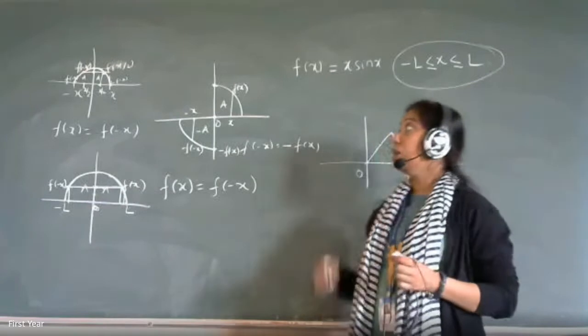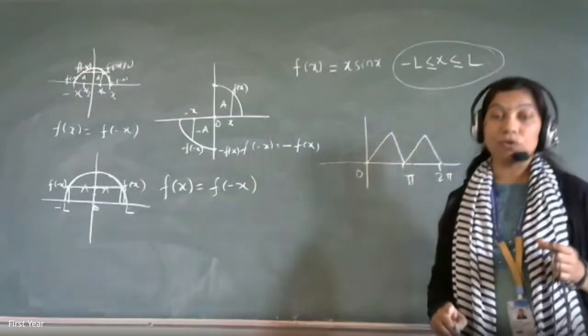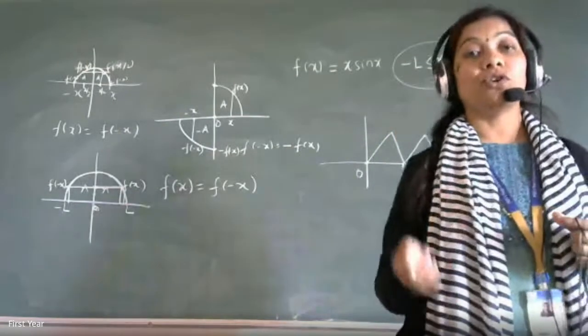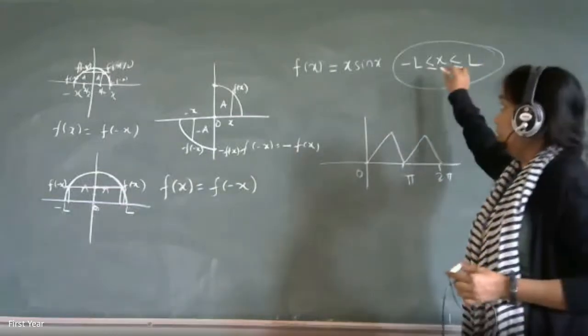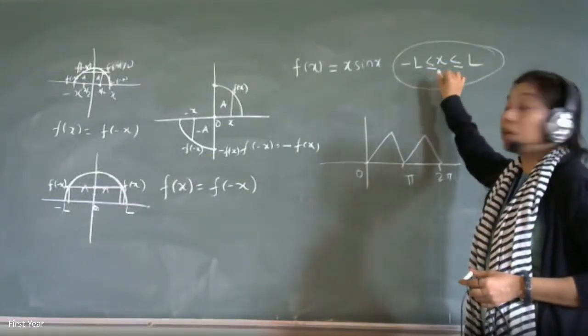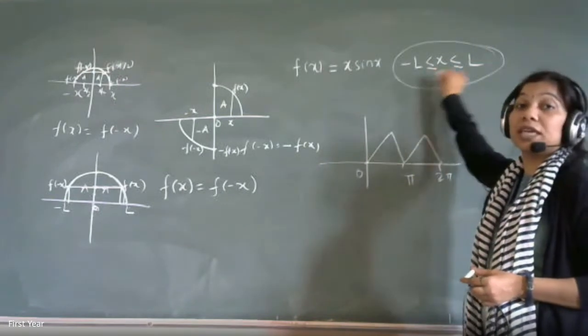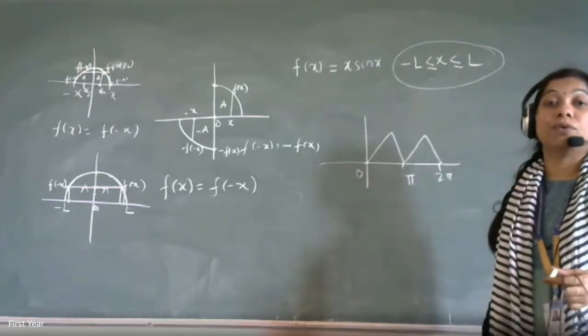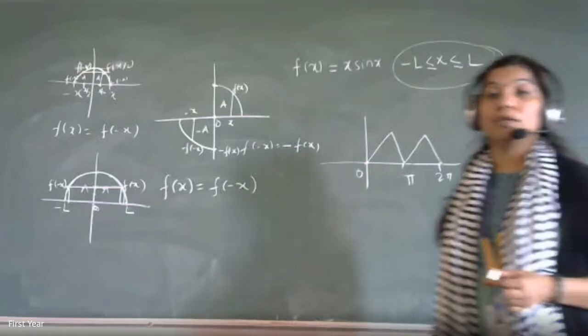But right now, first of all, when we want to write down the Fourier series for an even function or odd function, the first thing that you have to cross check is whether your range is minus l to l. Okay. So take down the question.